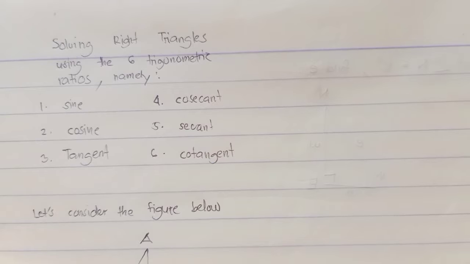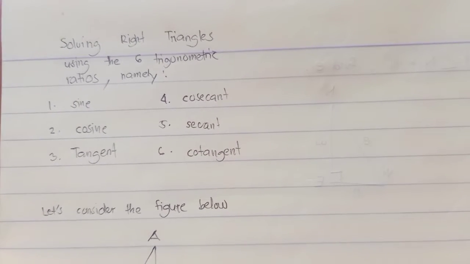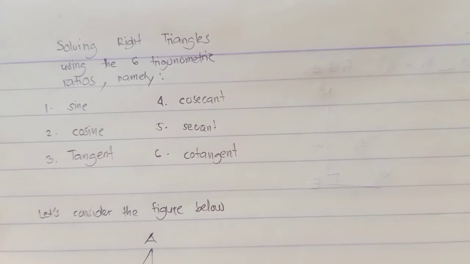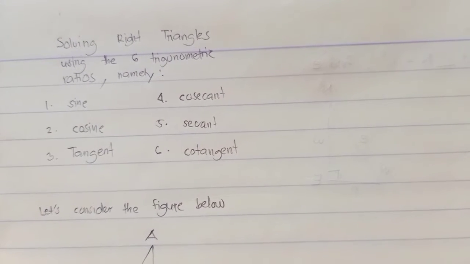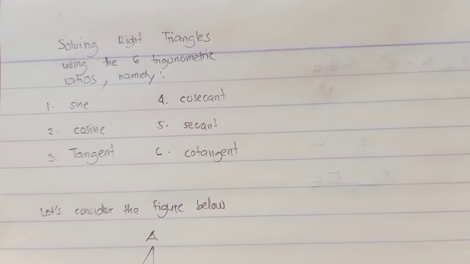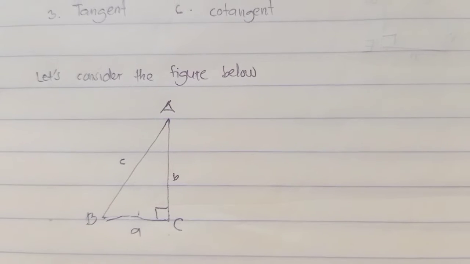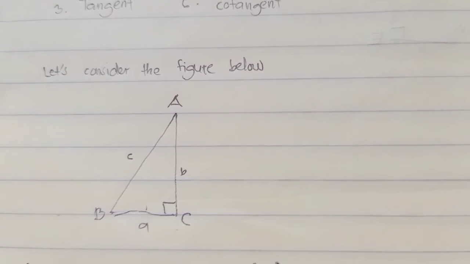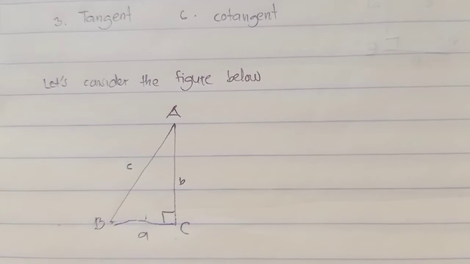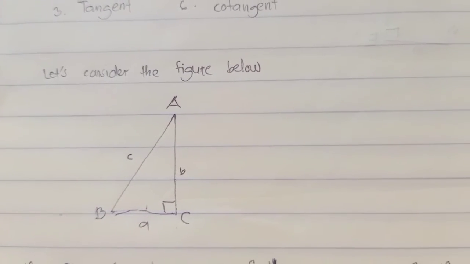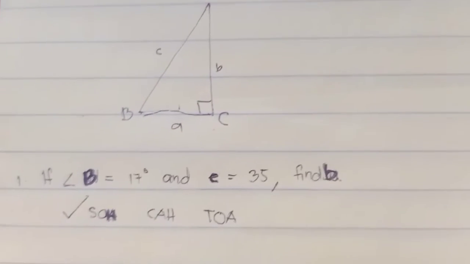So hi guys, in this video I will talk about solving right triangles using the 6 trigonometric ratios, namely sine, cosine, tangent, cosecant, secant, and cotangent. Next, let's consider this figure below. We have this right triangle ABC, where C is the right angle, with the sides a, b, and c. Next, let's go to our first question.